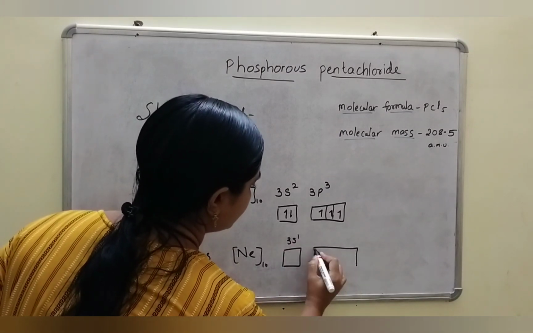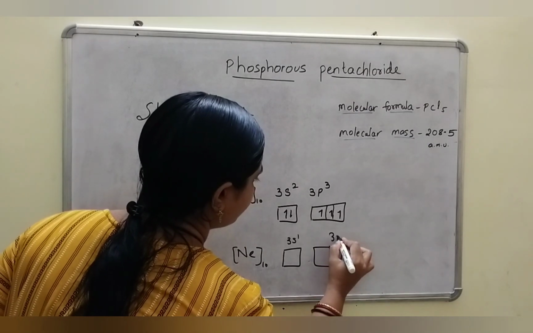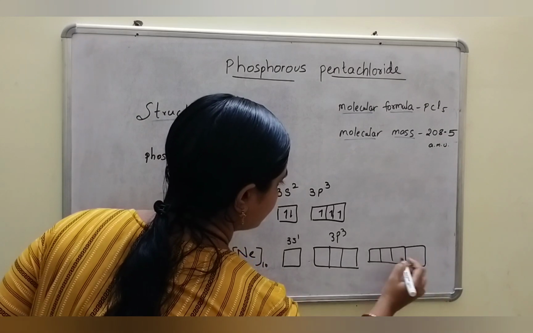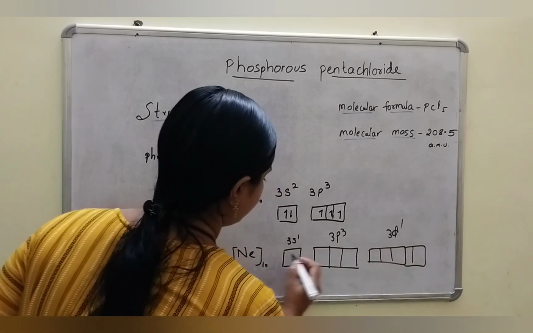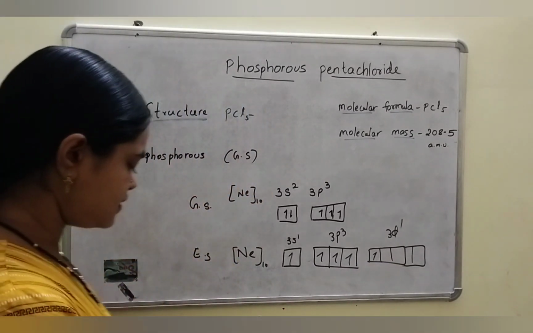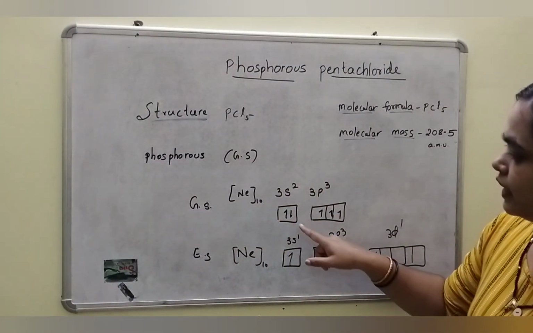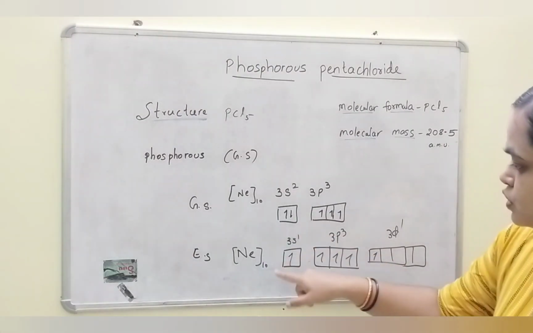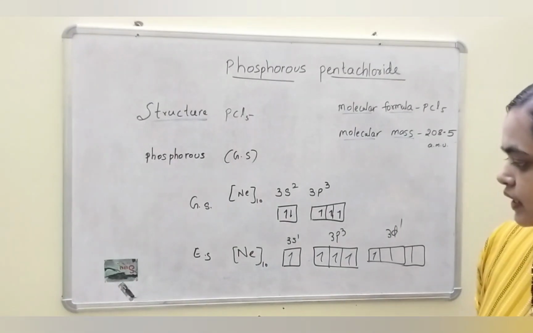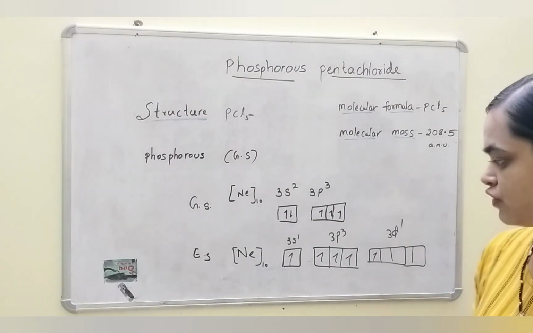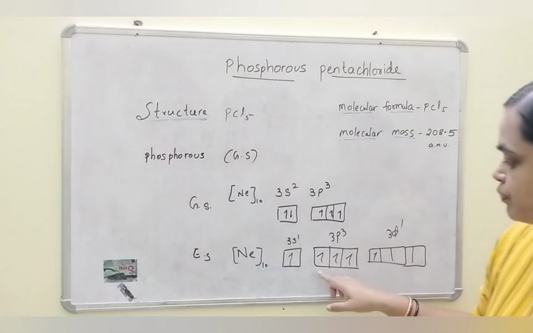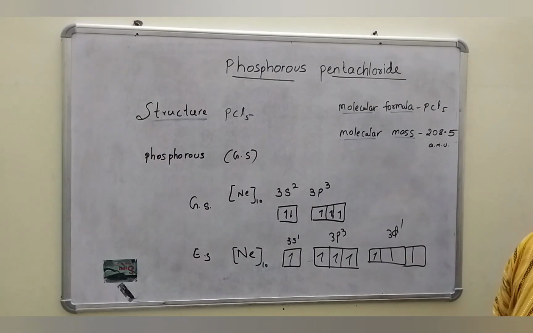3s1 3p3 and 3d1. So see, one electron from s orbital jumps to d orbital in excited state. So here 5 hybrid orbitals are formed: 1, 2, 3, 4, 5. 1 from s orbital, 3 from p orbitals and 1 d orbital.